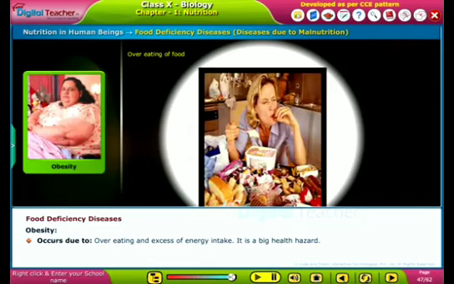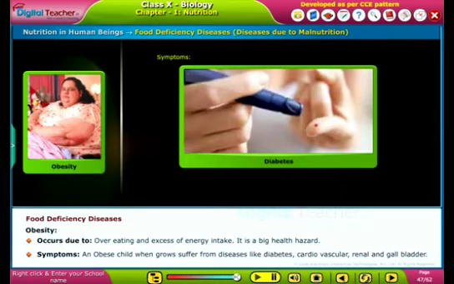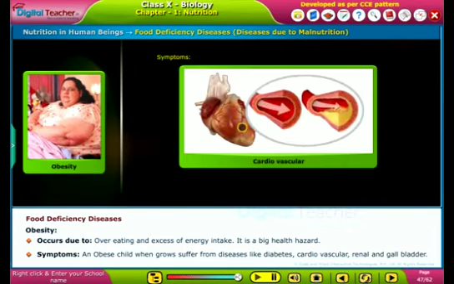Obesity occurs due to overeating and excess energy intake. It is a big health hazard. Symptoms: an obese child, when he grows, suffers from diseases like diabetes, cardiovascular, renal and gallbladder diseases.